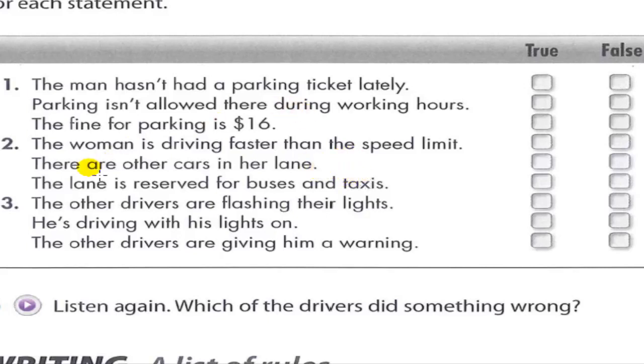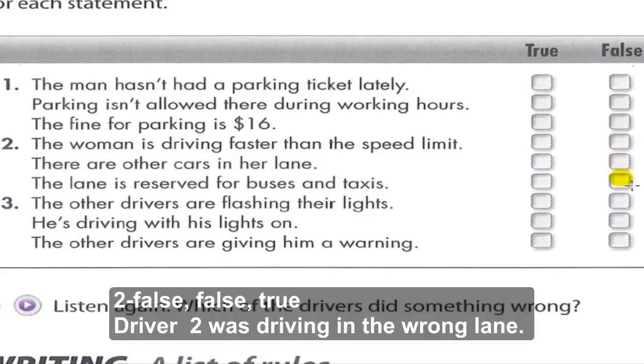Number 2. The woman is driving faster than the speed limit. This, of course, is wrong. False. There are other cars in her lane. No, false. The lane is reserved for buses and taxis. True. Yes, true.